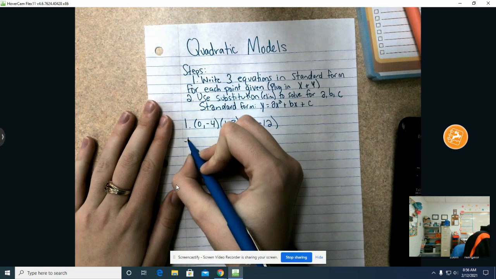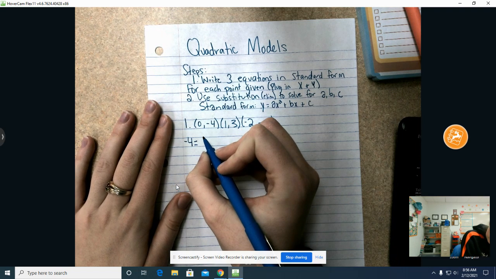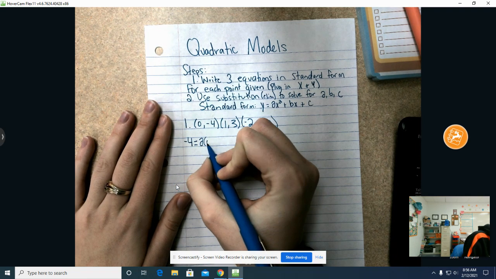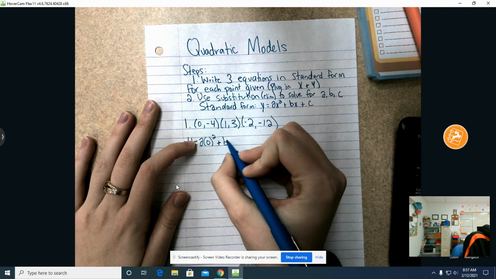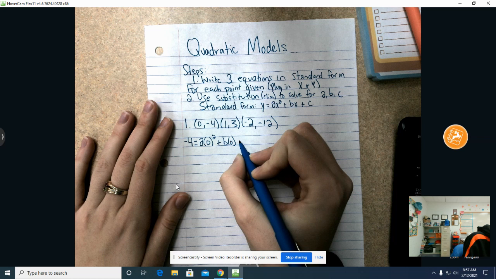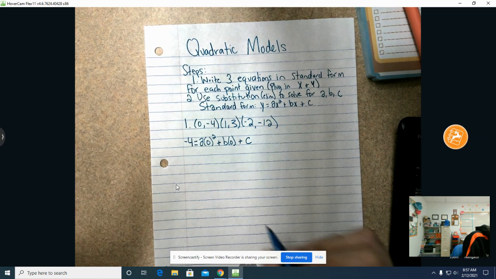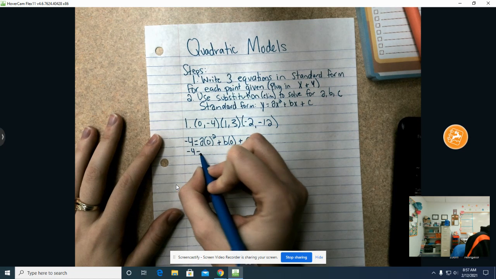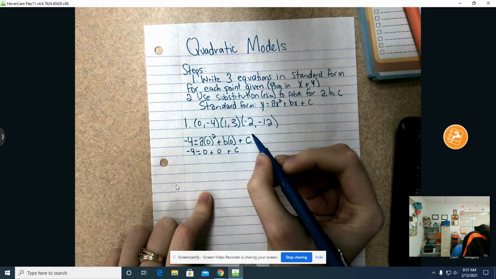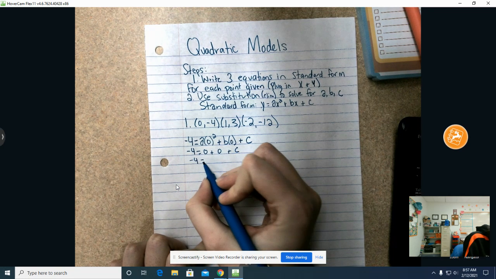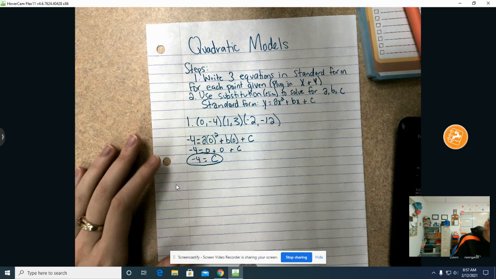So we're going to have -4 equals a times 0 squared plus b times 0 plus c. Then we're going to simplify and see what we can solve for. So -4 is going to equal, well, that's going to be 0 plus c. So that tells me -4 equals c. That's good. We already got one variable by itself.